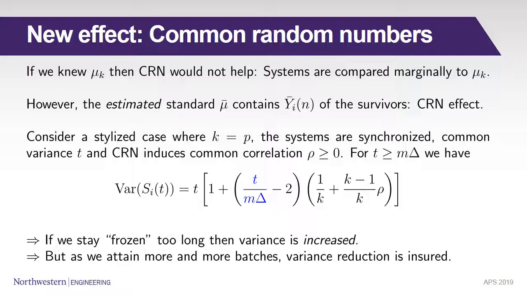However, as we continue to run with the frozen standard, t gets bigger, m delta stays fixed, and if we run long enough, eventually t is large enough, the quantity in parentheses becomes positive, and the variance of the partial sum is increased. So the message is, if we stay frozen too long without updating the standard, then the variance is increased. How long we can stay depends upon how many batches we've already accumulated. But of course, as time goes to infinity, and m delta does as well, eventually we will reduce variance.